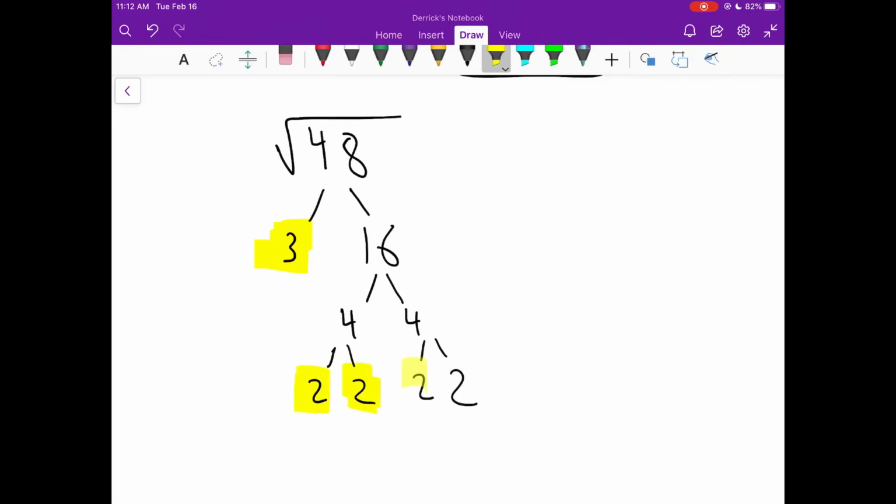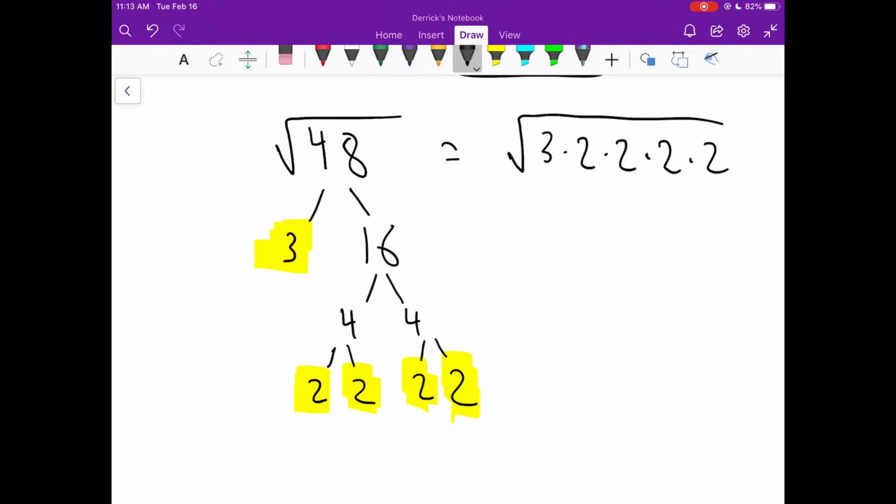And so now I've got all my prime factors, meaning that the square root of 48 can also be looked at as the square root of 3 times 2 times 2 times 2 times 2. And what I'd want us to notice is that we do have some pairs here. We've got a pair of 2's right here, and a pair of 2's right here.